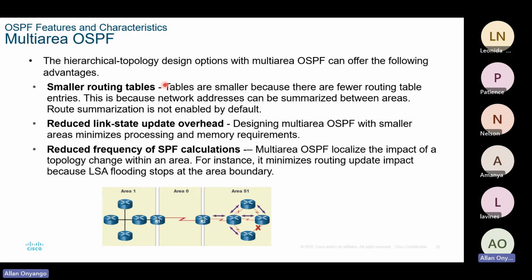So in multi-area OSPF, here we also have so many routers, but we divide the routers into different groups, and we call those groups areas. So we have area 1, area 0, area 51. We could have area 2. But area 0 is mandatory because area 0 must be present in multi-area OSPF. Why? Because all the areas must be connected to area 0.